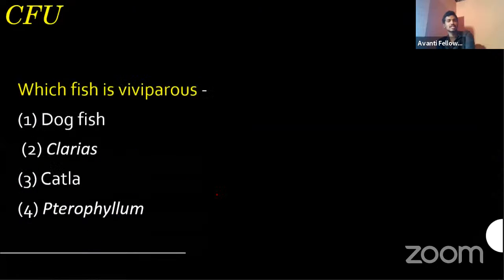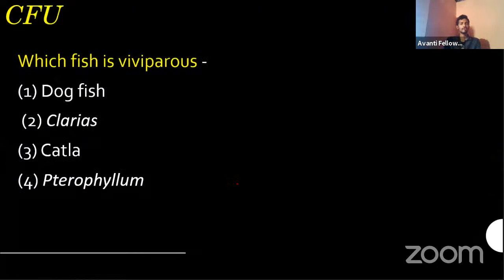Okay, guys, second question came. Which fish is viviparous? Hind is pelvic. Dogfish, Clarias, Catla, Pterophyllum. Just think about it. Which fish is viviparous? I'm not explaining the meaning of viviparous, I'm just asking the question. Just think about every option, then answer. Don't choose randomly, guys. First think about the fish example, then think about where it belongs, then choose the answer.